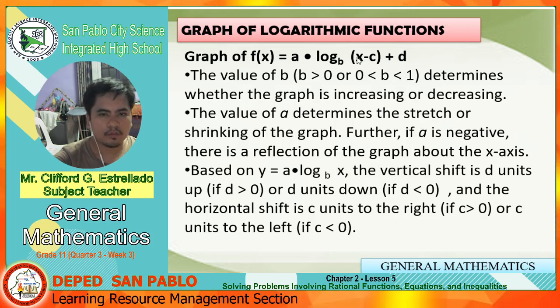At yung quantity x minus c na nandun, horizontal shifting ang tawag doon. So kapag ang c ay positive, mag-move to the right. Kapag ang c ay negative, so less than 0, to the left ang movement.